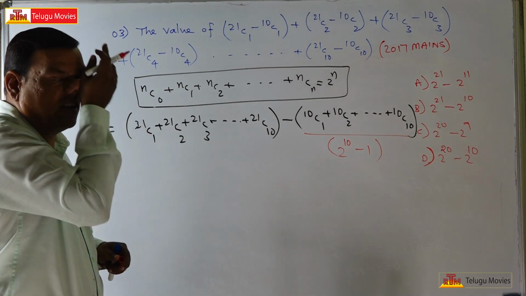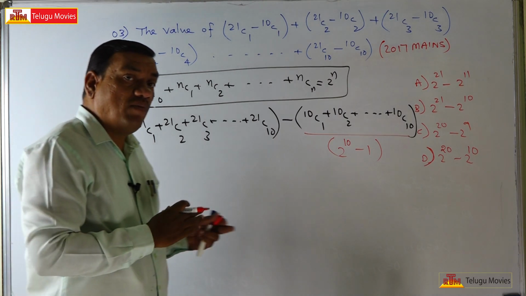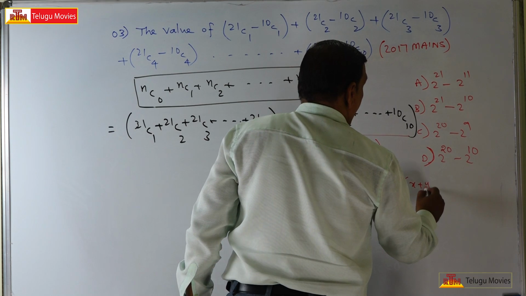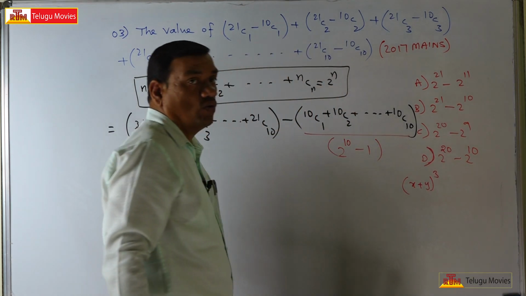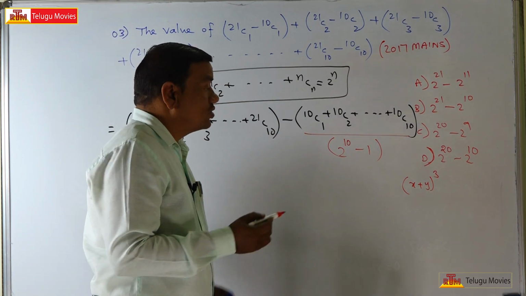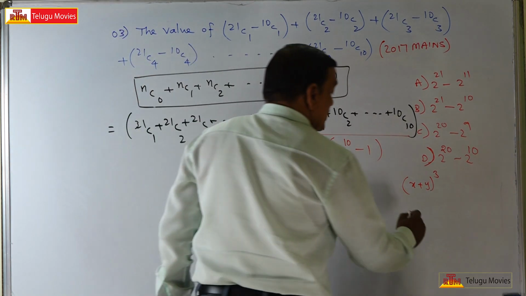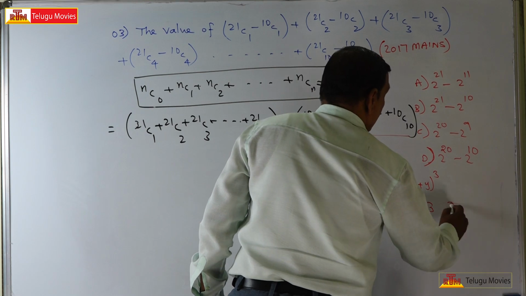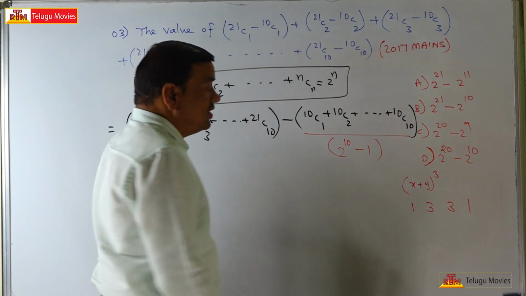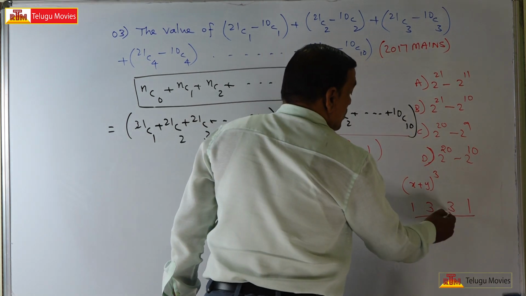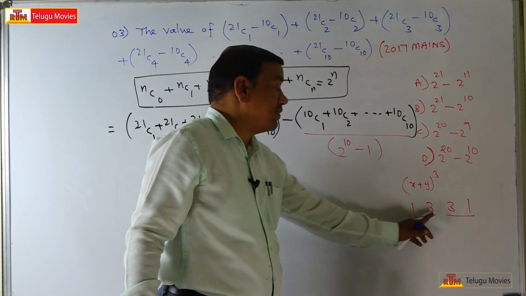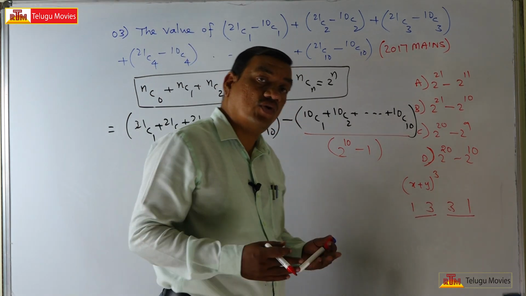So if you observe the sum of the binomial coefficients, for example, if you take x plus y whole cube, how many terms will be there? 4 terms will be there. So what are the binomial coefficients you see here? 1, 3, 3, 1. Observe, the sum of the first 2 binomial coefficients is equal to the sum of the next 2 binomial coefficients. That is 1 plus 3, 4; 3 plus 1, 4.